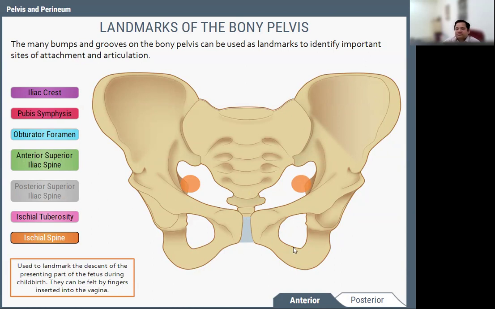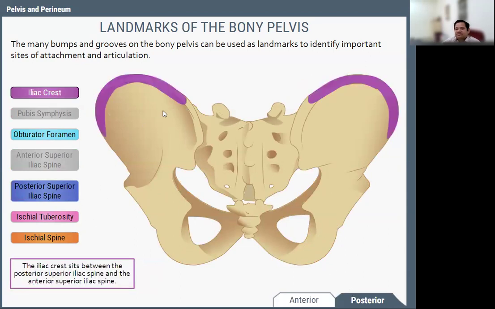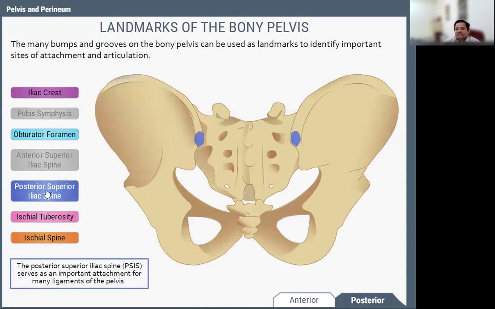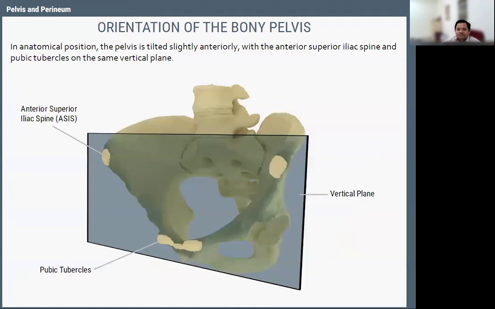So these are some landmarks which are present on the anterior side. Let's see some landmarks on the posterior side. So again, you can see the iliac crest. We have already talked about PSIS to ASIS, then the obturator foramen. Then here comes the posterior superior iliac spine. This is the posterior superior iliac spine. This is also an attachment point for many ligaments of the pelvis. Then again the ischial tuberosity and ischial spine. So these are some bony landmarks which are present on the pelvic bones.